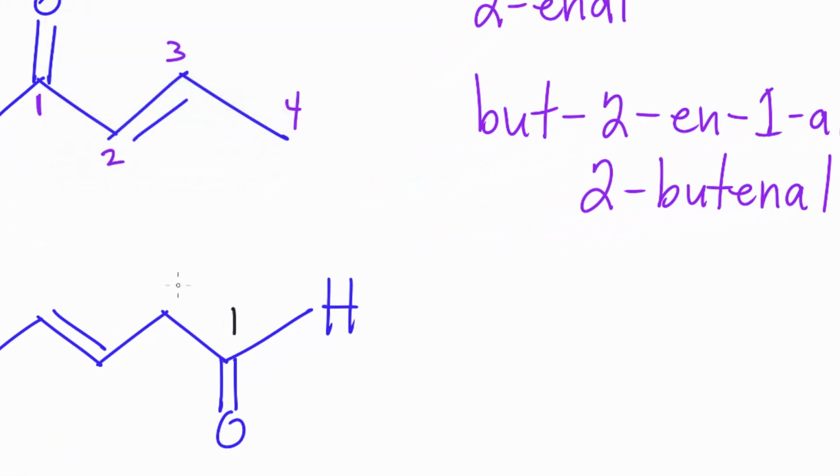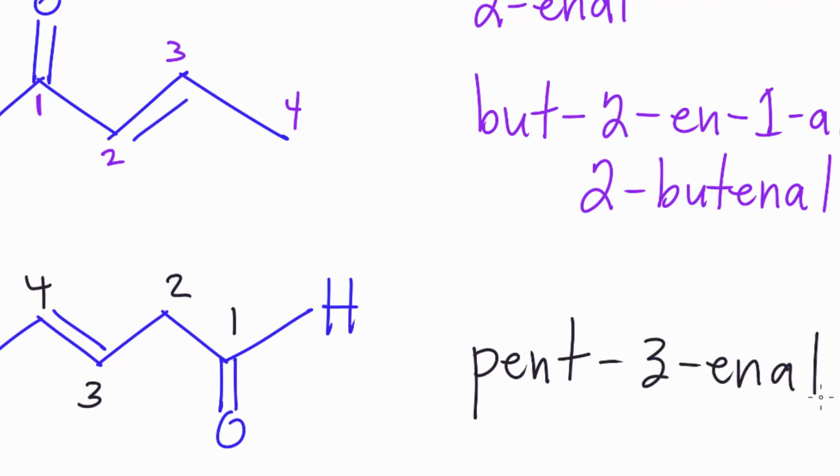Here I have another one. 1, 2, 3, 4, 5. The double bond starts at carbon 3, so I can say pent-3-enal.